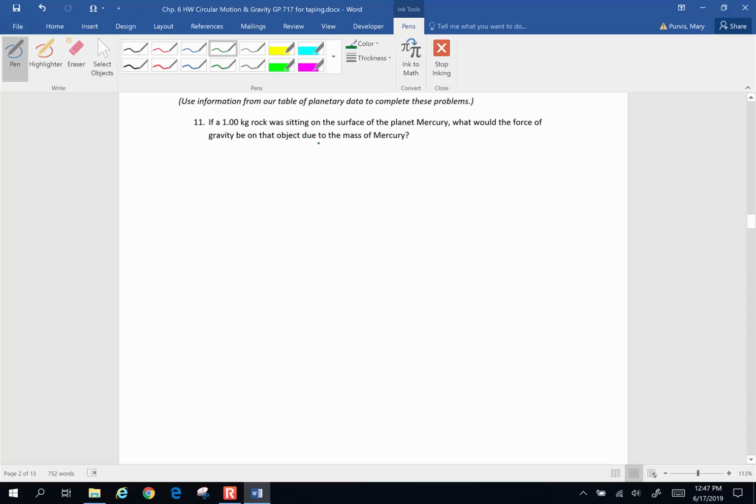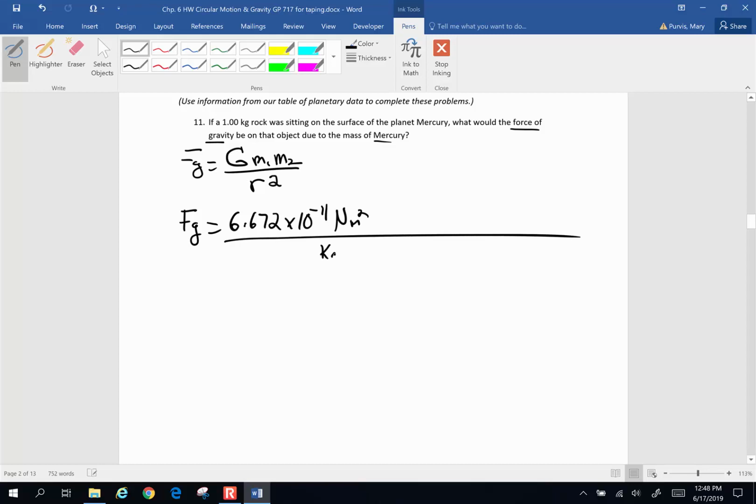All right, we're going to use the force of gravity equation. Force of gravity is equal to G, mass 1, mass 2 divided by the distance between their centers, squared. So we want to know the force of gravity on an object due to the planet Mercury. So the force of gravity is going to be equal to G, the universal gravitation constant, which happens to be 6.672 times 10 to the negative 11th newton meters squared per kilogram squared.